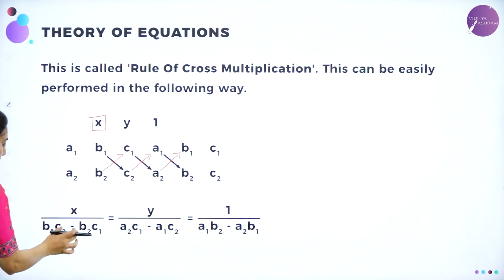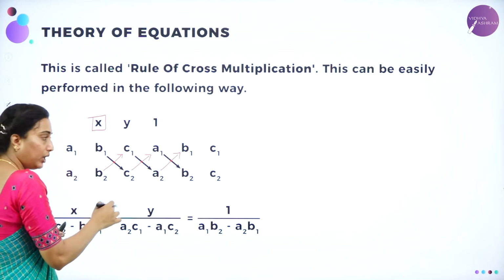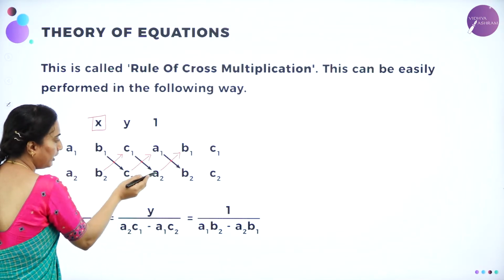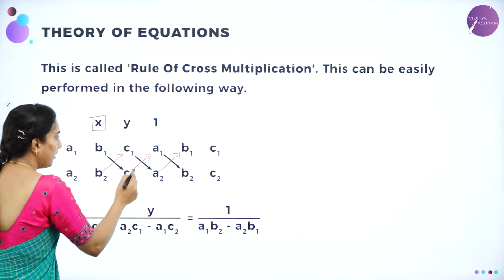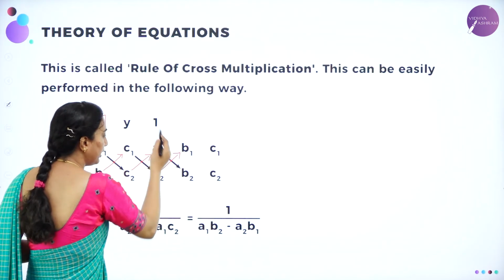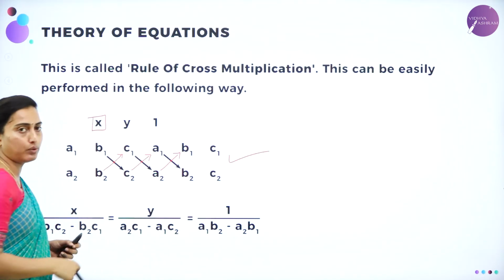Then x divided by b1 c2 minus b2 c1, as I showed you in the diagram, is equal to y divided by a2 c1, c1 a2, or a2 c1 minus a1 c2, which is equal to 1 divided by a1 b2 minus a2 b1. You got how to write this one, right?